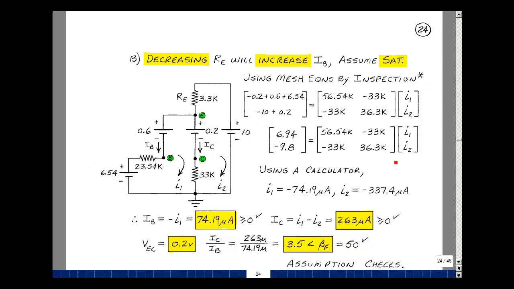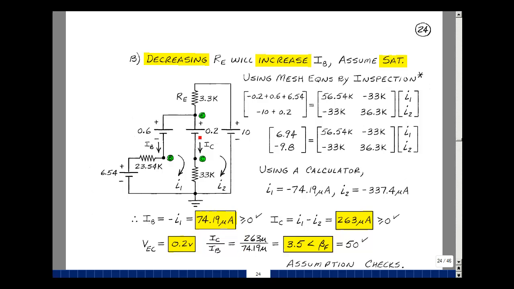You could solve for I1 and I2 using Cramer's rule. Or I just used my calculator, which could do a 2 by 2 matrix, and I just put the entries in and found that I1 was minus 74.19 microamps, and I2 was minus 337.4 microamps. The current I sub B is the negative of I1. That's going to be a plus 74.19 microamps. That's greater than or equal to 0.